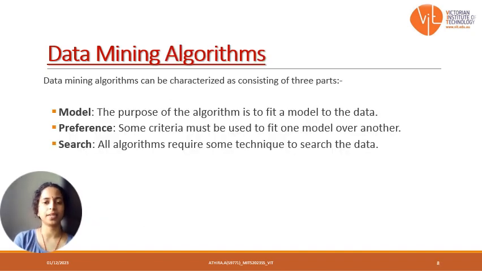Then there are some algorithms used for data mining. The main purpose of these algorithms is finding some models. Then preference is some criteria. For meeting some criteria, we use the algorithm and we will find it. Another one is searching some data, for which we use some algorithm. These are the three main things we use data mining algorithms for.